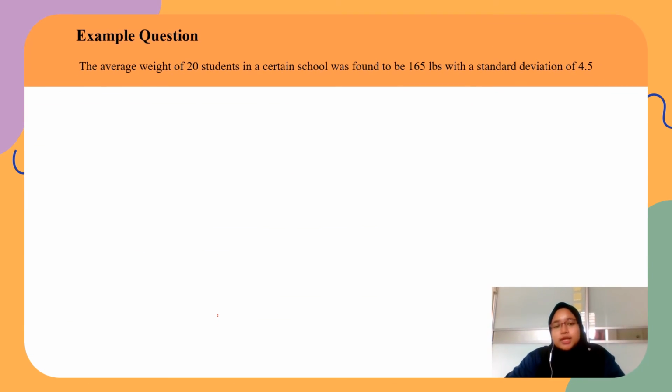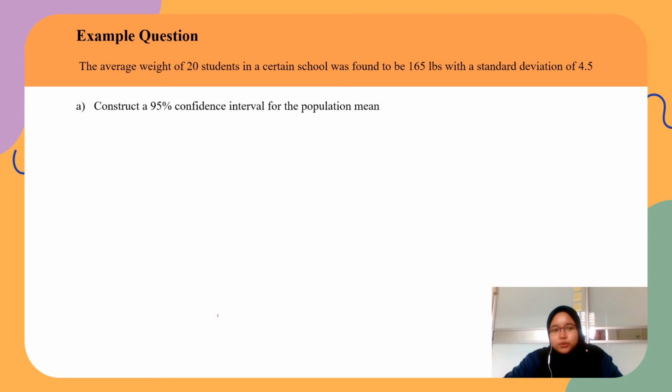Let's move on to the example. The average weight of 20 students in a certain school was found to be 165 pounds with a standard deviation of 4.5. Question A. Construct a 95% confidence interval for the population mean.